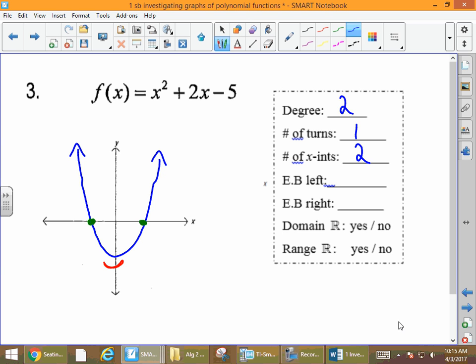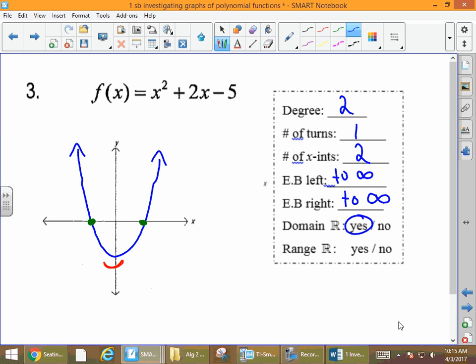Our end behavior on the left. Are we going up to infinity or down to negative infinity? We're going up to infinity. And in fact, not only are we going up to infinity on the left, but over here on the right, we're also going to infinity. Both sides are going up. Is the domain of our quadratic all real numbers? Yes.